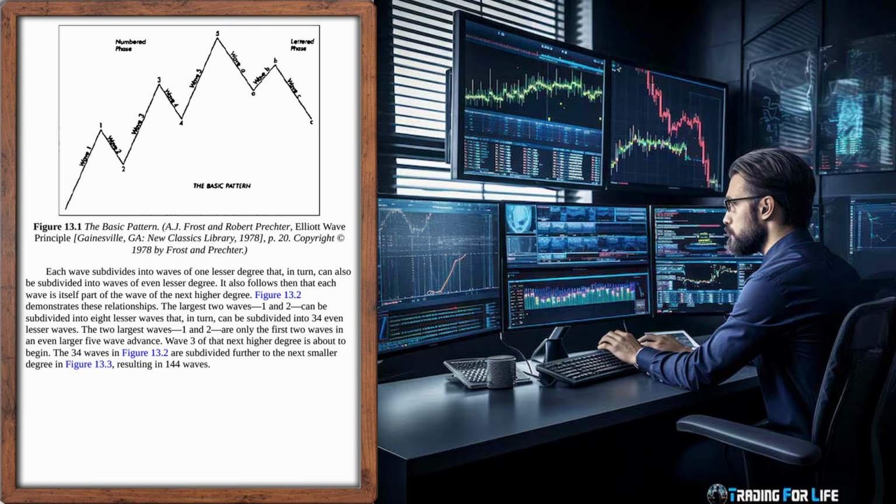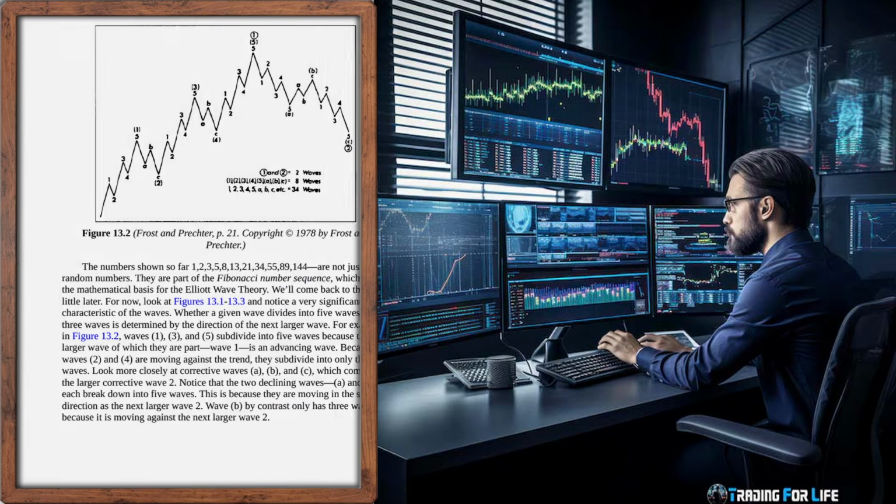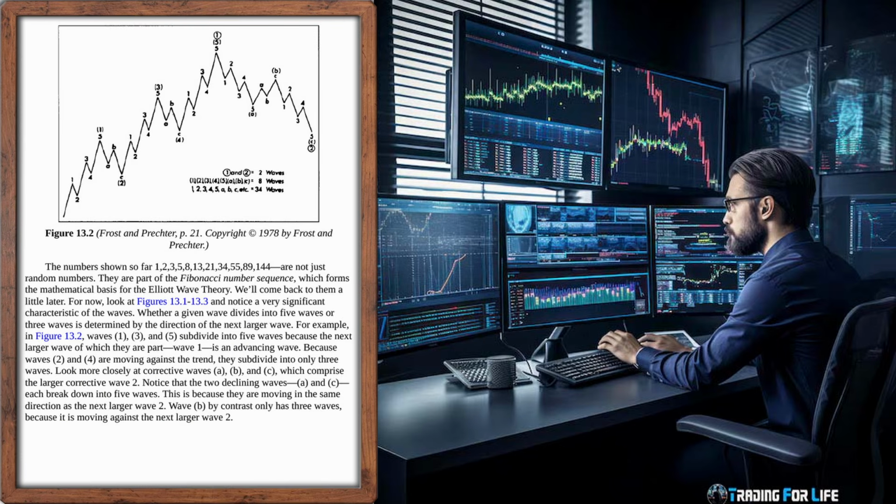The largest 2 waves, 1 and 2, can be subdivided into 8 lesser waves that, in turn, can be subdivided into 34 even lesser waves. The 2 largest waves, 1 and 2, are only the first 2 waves in an even larger 5-wave advance. Wave 3 of that next higher degree is about to begin. The 34 waves in figure 13.2 are subdivided further to the next smaller degree in figure 13.3, resulting in 144 waves. The numbers shown so far, 1, 2, 3, 5, 8, 13, 21, 34, 55, 89, 144, are not just random numbers. They are part of the Fibonacci number sequence, which forms the mathematical basis for the Elliott wave theory. We'll come back to them a little later.